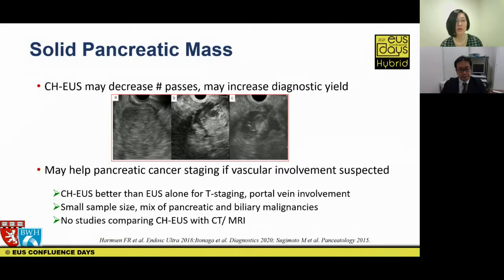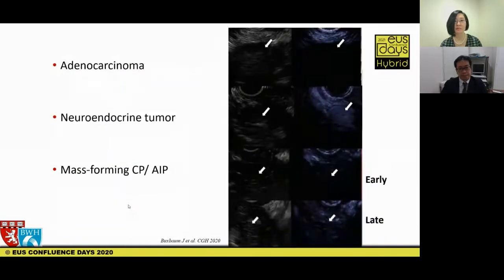You already heard the great talk about vascular staging with pancreatic cancer, and certainly contrast harmonic EUS does seem helpful in this, although I think we do need some more studies. Now, again, I just want to show you how the different lesions look different on contrast harmonic EUS imaging. So the top one is showing an example of adenocarcinoma, where in the early and late phases, there's no enhancement. The neuroendocrine tumors, as we all know, are hypervascular. And so as you might expect, you see hyperenhancement.